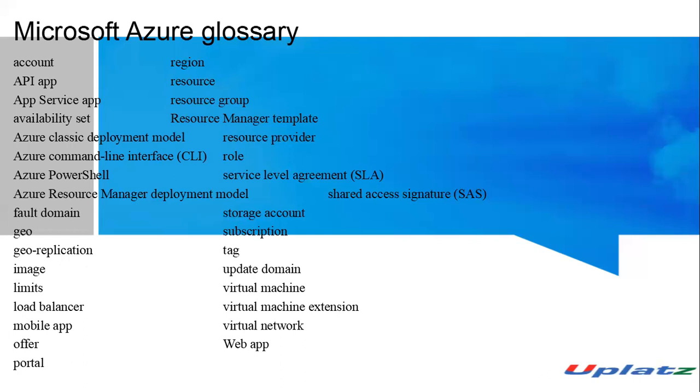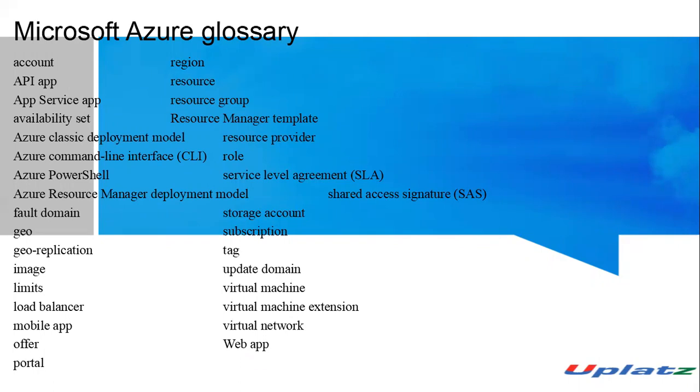Then we have mobile app, another name for the app service app. Next we have offer. It's the pricing, credits, and related terms applicable to an Azure subscription. Then we have portal, the secure web portal used to deploy and manage Azure services.